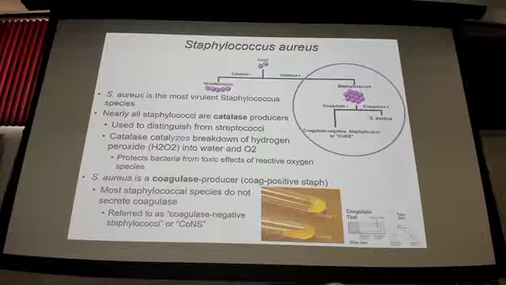So this is the test tube coag test, but you can also just put a bacterial suspension of staph on a slide, and then you could drop some rabbit plasma on there, and if it is Staph aureus, then it will clump, it will coagulate together. And if it's like Staph epidermidis, it will not.